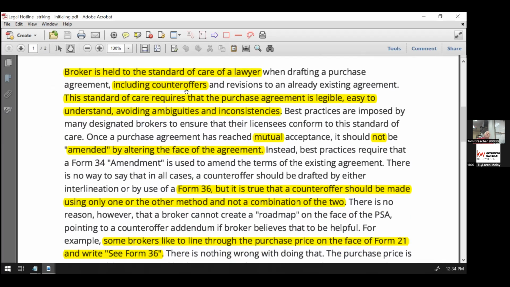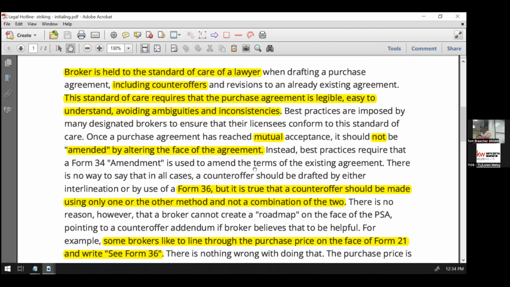Also, if the redlining affects the legibility, then it also falls under that standard of care. The greatest responsibility is making it clear and understandable. And the best thing you can do to avoid that is not making a mess out of initialing and dates and putting it all over the contract and all the wording, so you can't read it.